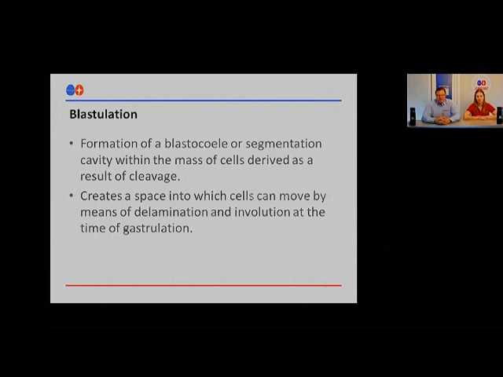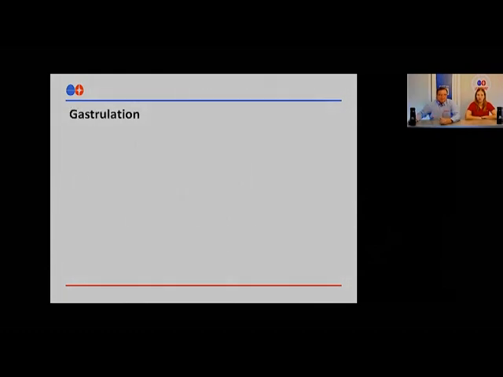The blastulation, next phase, is an area that will form a cavity. It allows the cells to basically have a place. It creates a space where the cells can move into during the formation.